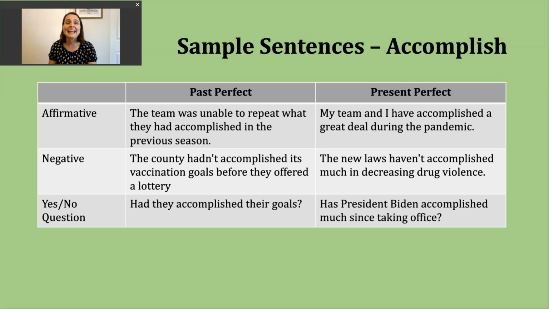If you want to make a negative past perfect sentence, then you need to insert not after your had. You might hear some people use the contraction hadn't. So it's fine either way. You can say had not and then the participle, or you can say hadn't and then the participle. Here's an example. The county hadn't accomplished its vaccination goals before they offered a lottery.